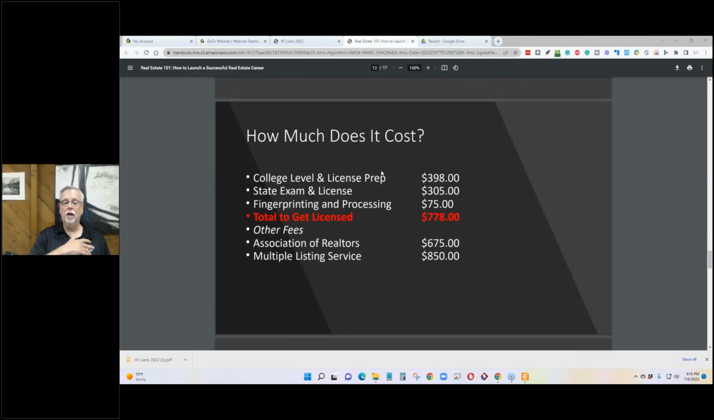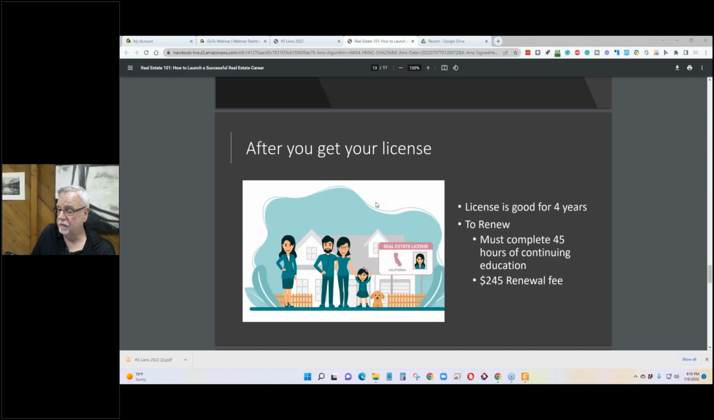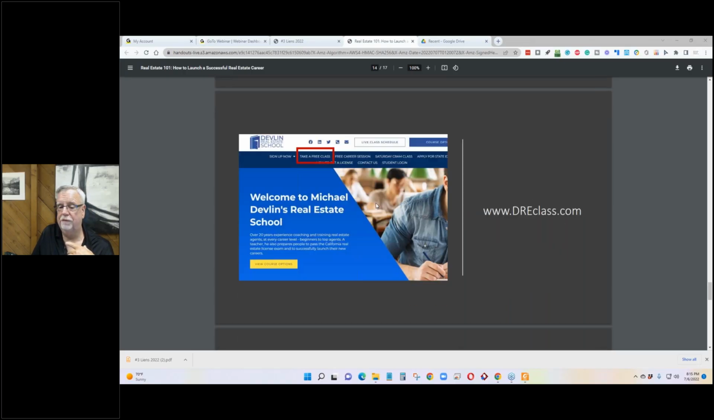What does it cost? Well, the college level course is $398, the state exam is $305, and fingerprint and processing is $75. $778 gets you in the door. Other fees you might have, these are annual, are the Board of Realtors, about $700 a year, and the multiple listing service, a little bit more. And by the way, our average commission is well over $20,000. Just thought I would share that. Your license is good for 4 years, and every 4 years you have to renew it for $245.